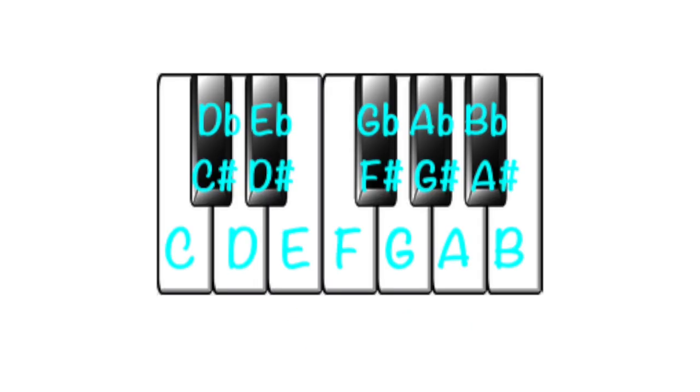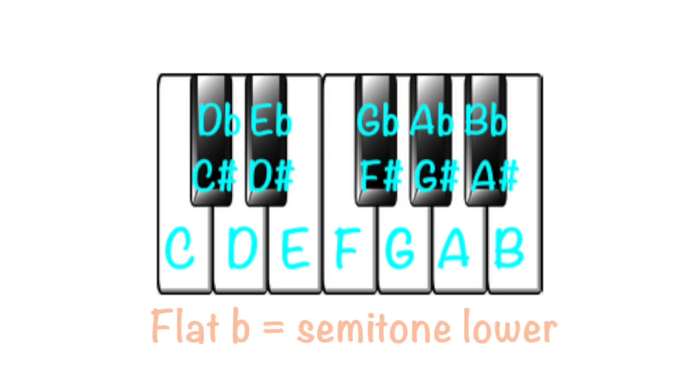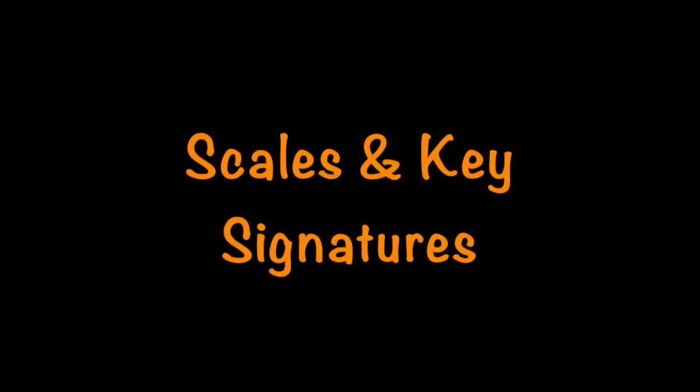There are 12 pitches in music that just repeat. A, B, C, D, E, F, G, the first 7 letters of the alphabet, which can all be sharpened, which means to be made a semitone higher, or flattened, to be made a semitone lower, which leads me nicely onto the next topic. Scales and key signatures.